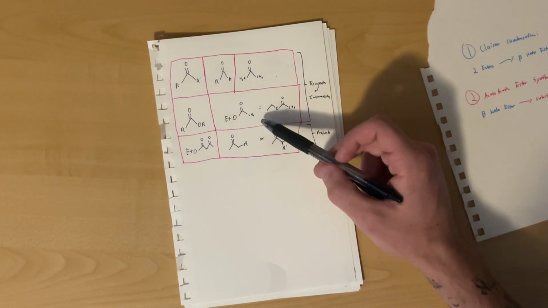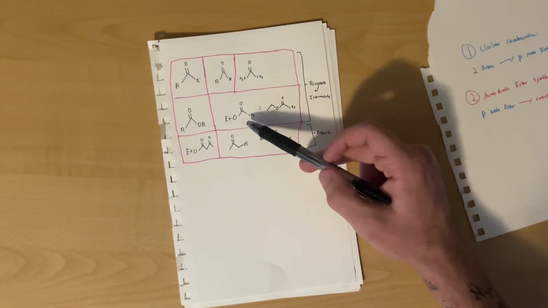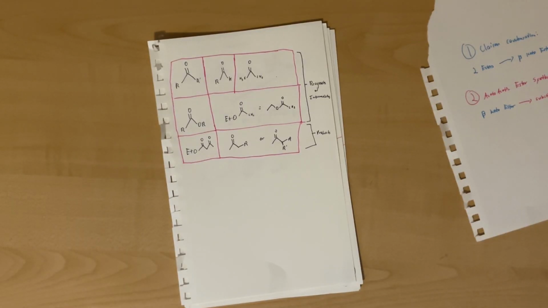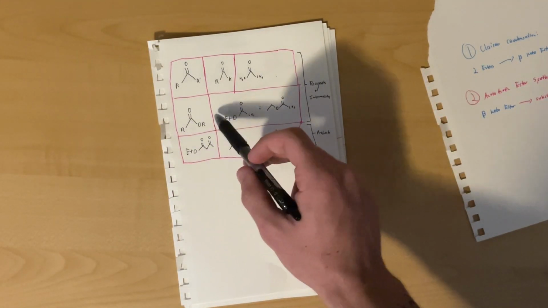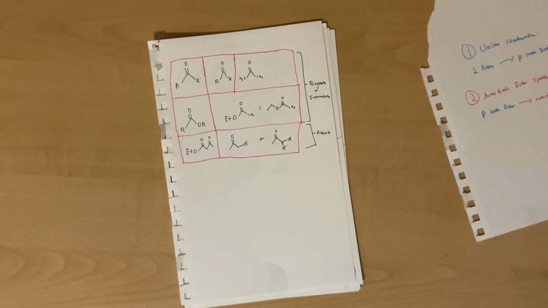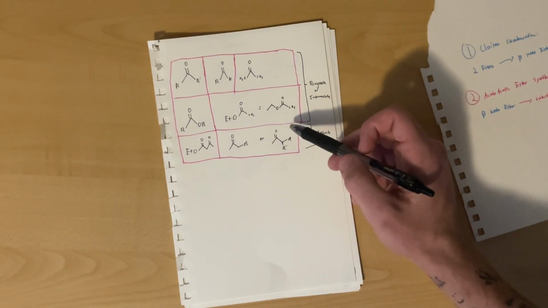And so to the right of it, this is just an example of what a possible ester could be and what the possible R groups on either side of the carbonyl portion of the ester could represent. So this is called an ethyl ester.